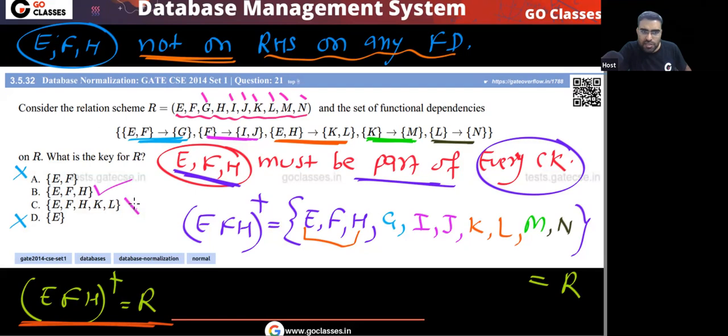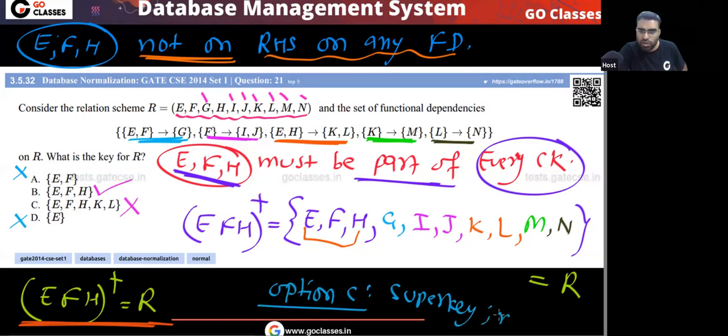Option C is not a candidate key. It is a super key, not a key. Remember, key means candidate key. I told you, whenever you see the word key, by default it means candidate key. So the answer will not be option C, because that is a super key but not a candidate key. Your answer will be option B.